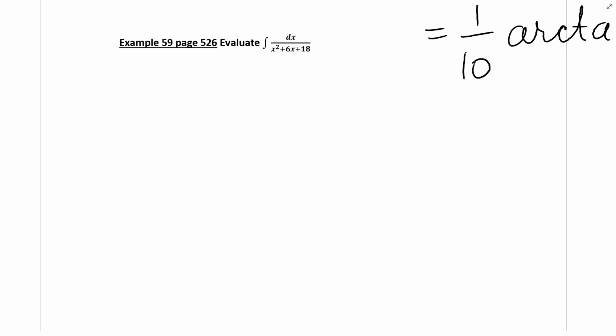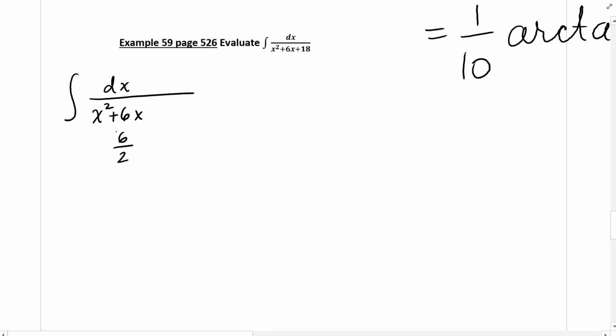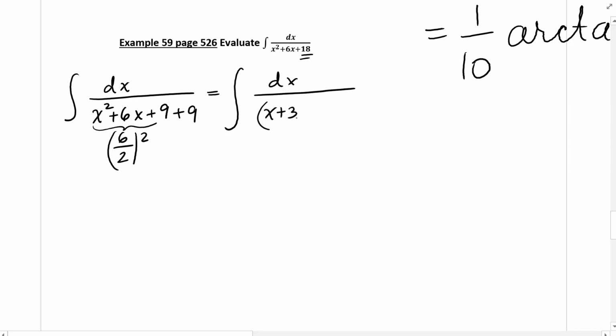Let's take a look at the next problem. Evaluate integral of dx over x squared plus 6x plus 18. When we see this, we try to complete the square. So we have dx over x squared plus 6x. Now, if we divide 6 by 2 and we square, we know that we'll need a 9 here. But the problem had plus 18, so then I'm going to add one more 9. What does this mean? It means this trinomial here, it's x plus 3 squared, and then plus a 9.